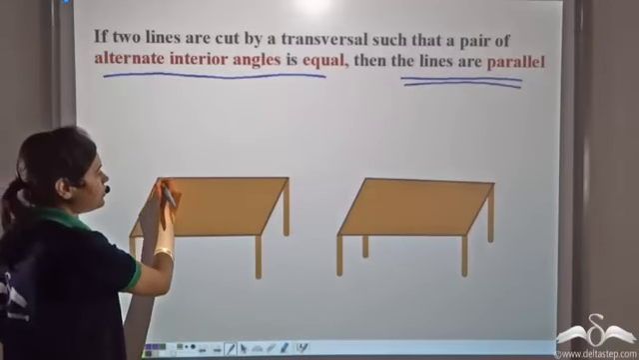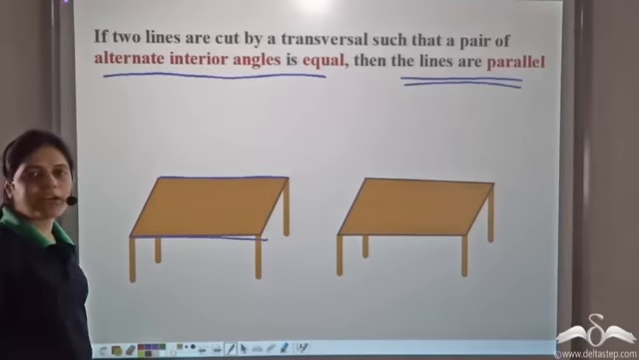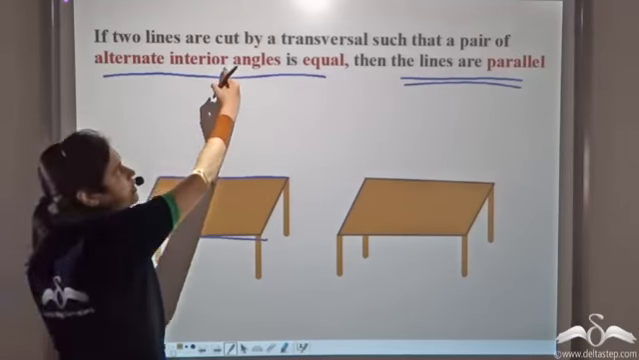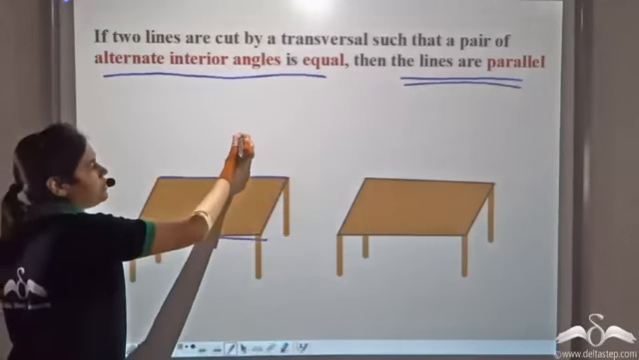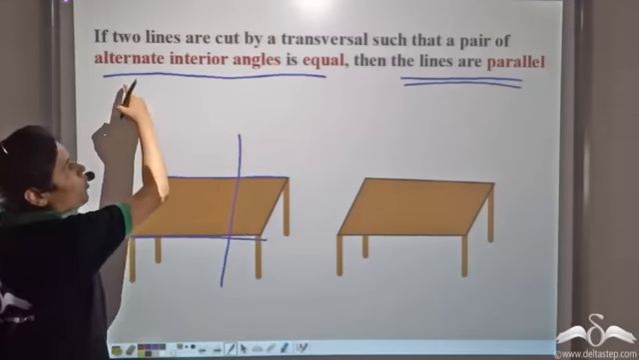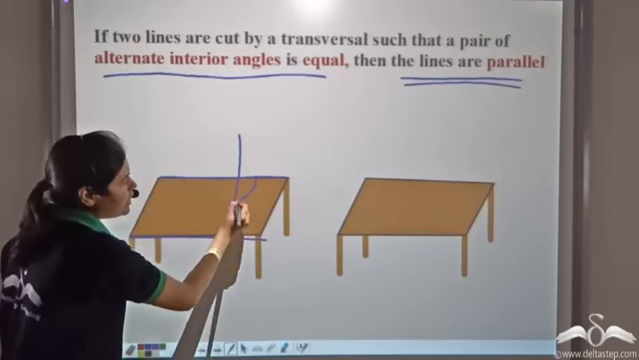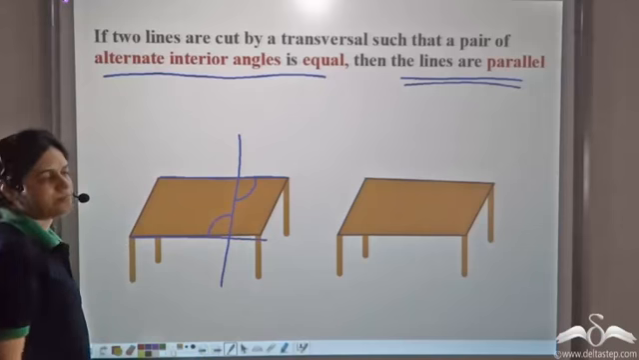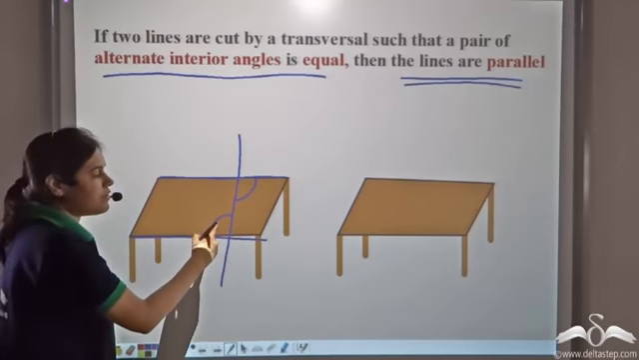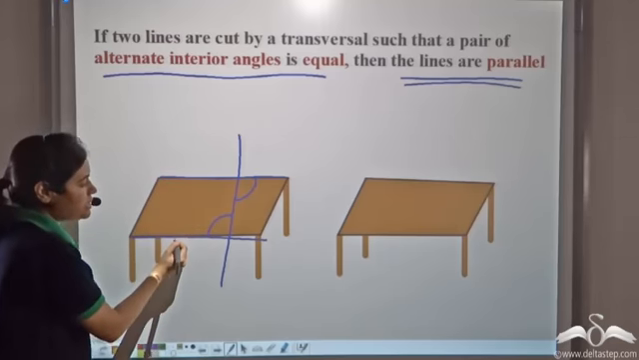So we consider these two lines. So these are any two lines. Now if they are cut by a transversal such that a pair of alternate interior angles is equal. So let's mark the alternate interior angles. If these are equal, then we can say that these two lines are parallel.